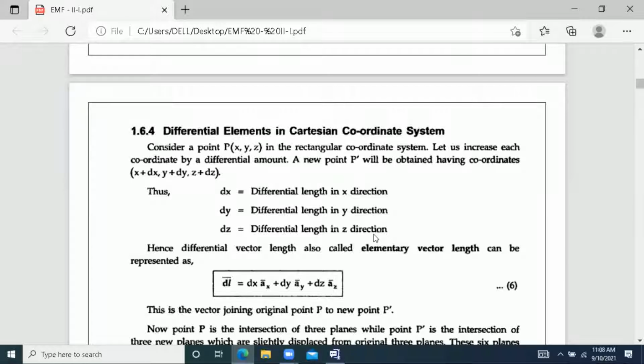Following, sir? With me? So your differential change in length is dx ax, plus dy ay, plus dz az.